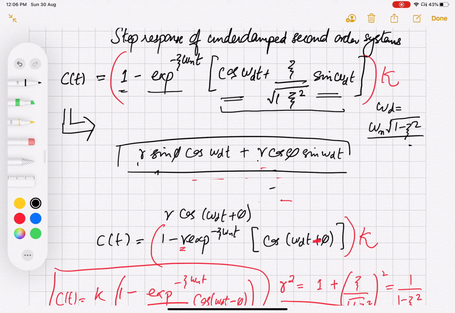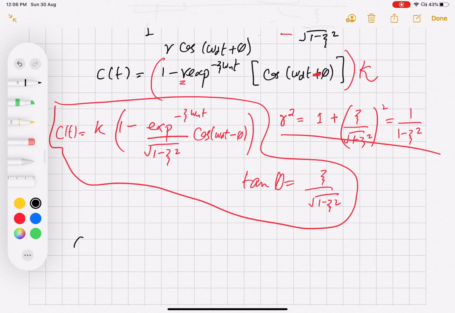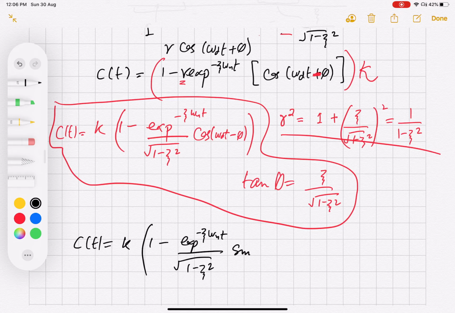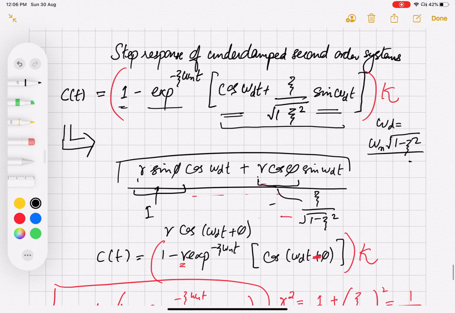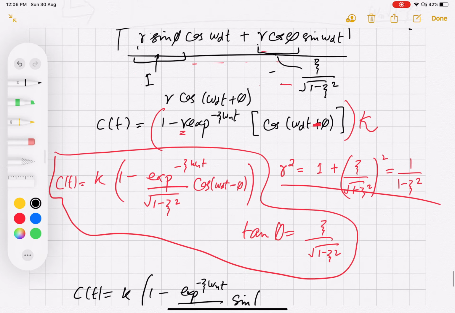So you're replacing it like this, and your r sin phi would be equal to 1, and r cos phi would be equal to zeta upon under root of 1 minus zeta square. In case you do this substitution, you'll get a slightly different expression, which is going to be K times 1 minus exponential minus zeta omega nt divided by under root of 1 minus zeta square, and inside you'll get sine, because you are writing this as sine A cos B plus cos A sine B. So this is sine A plus B.